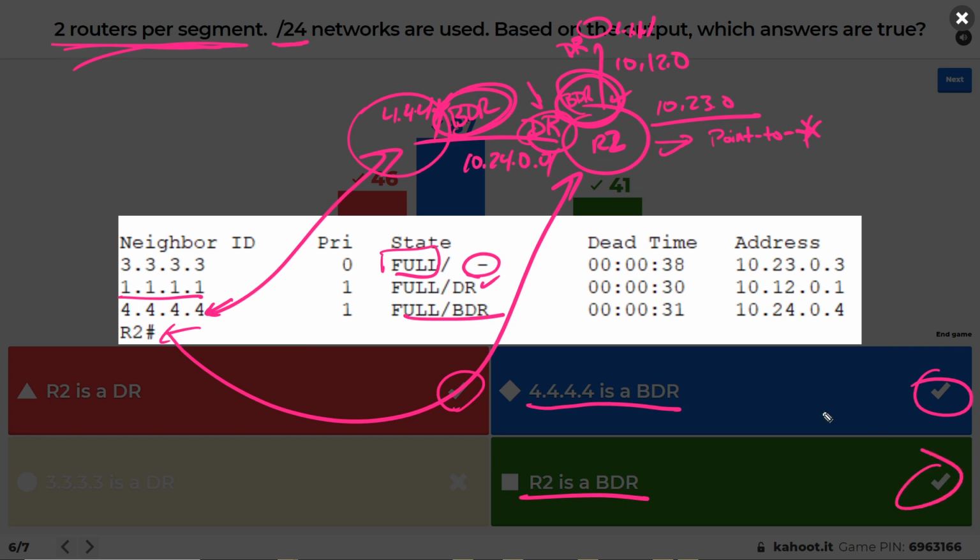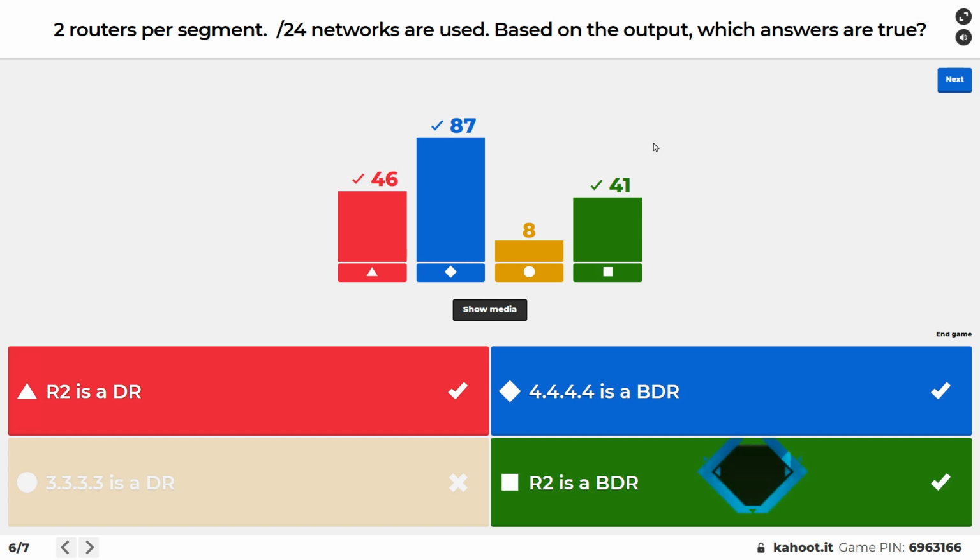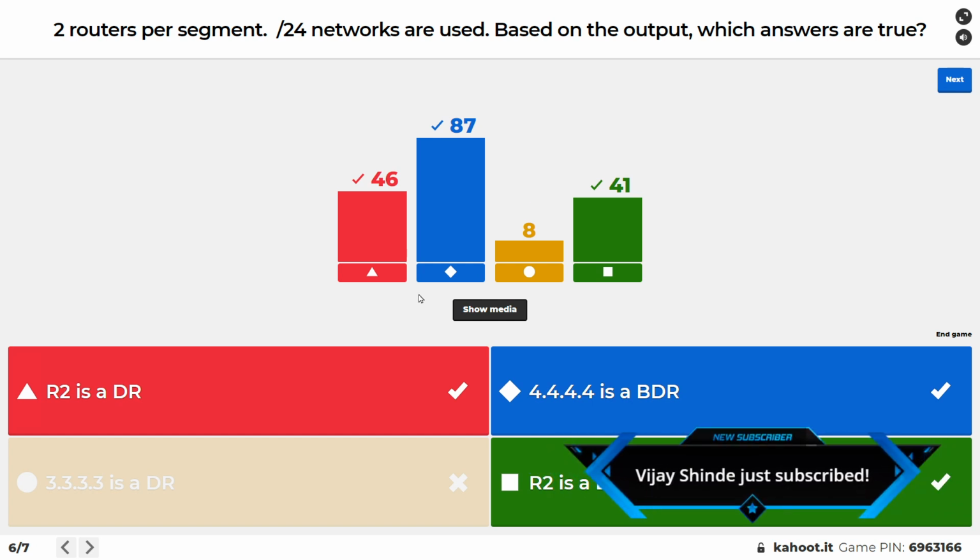So correct. And then 3333 is a DR. And because it's using a point to something, this guy is not a DR or a BDR because there's no DR or BDR on that segment. All right. So hopefully that helps a little bit. That's always fun to discuss. OSPF is interesting, and the more you practice with it, the better you'll get at it.